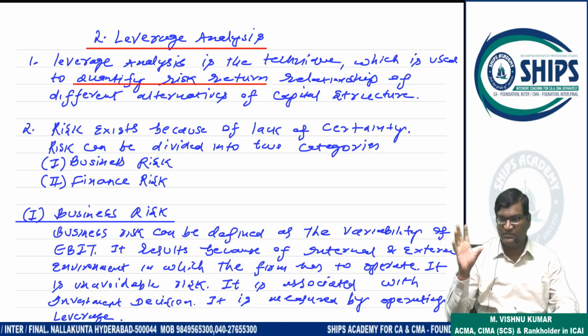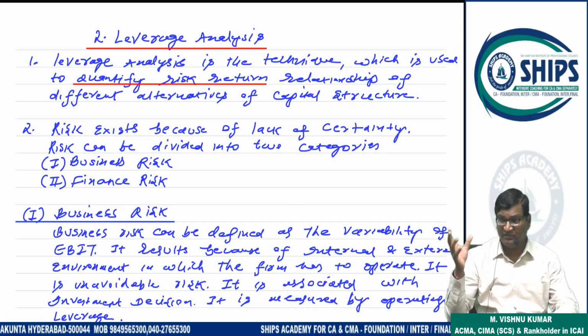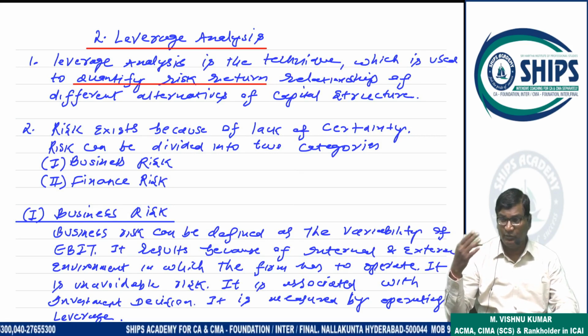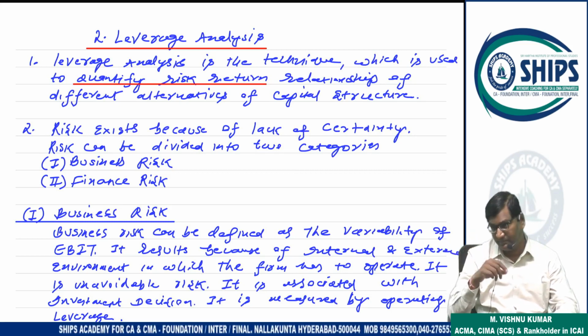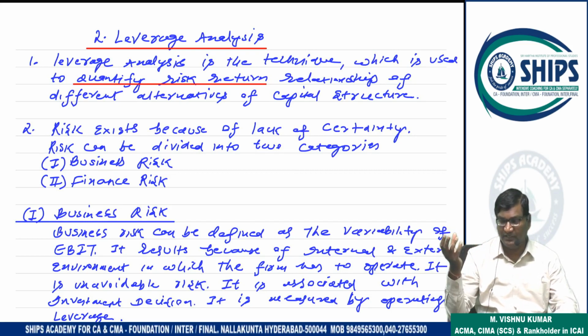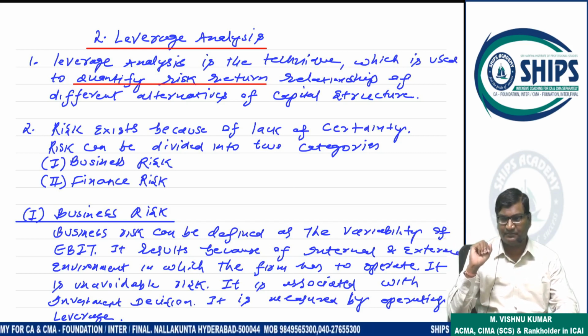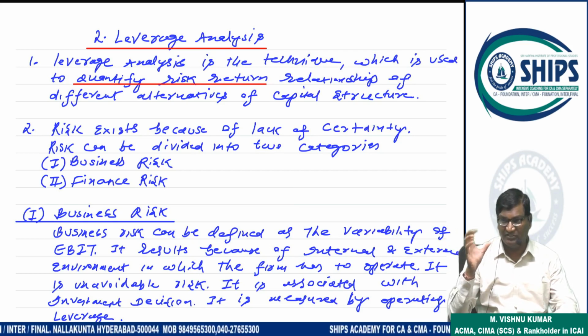And this operating risk is generally arising from investment decision, capital budgeting decision, because whenever expansion or diversification takes place, some new assets will be purchased. So when new assets are purchased, obviously your operating cost will increase and your operating risk will increase. Now next, finance risk. Finance risk is related to your financing decision.